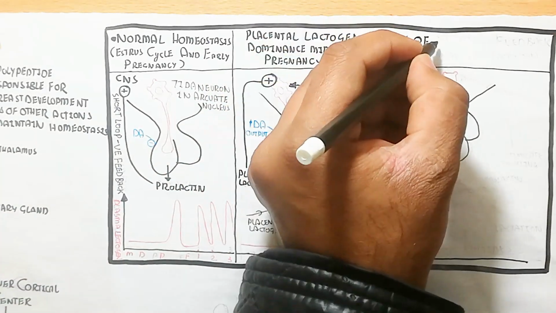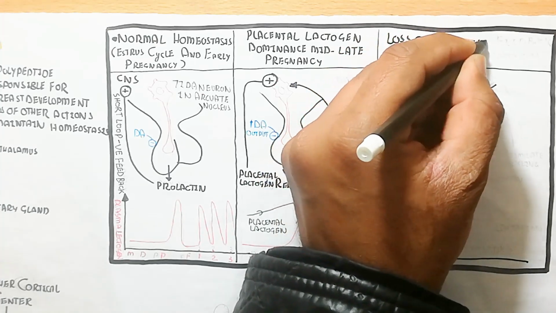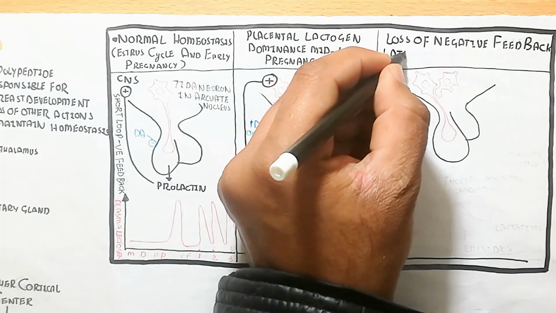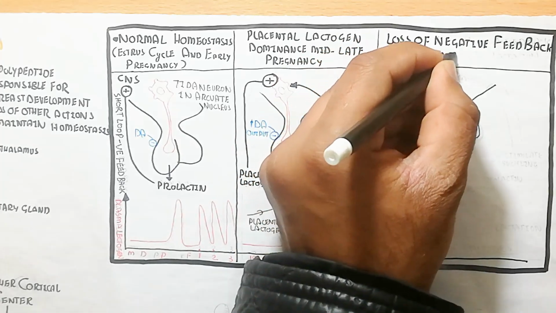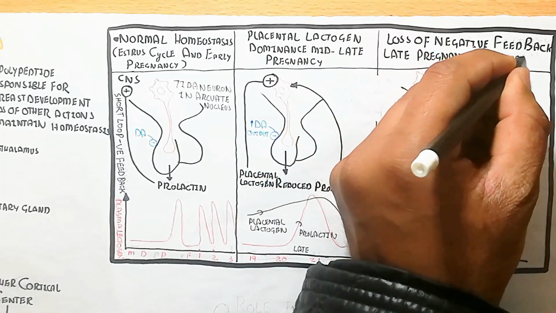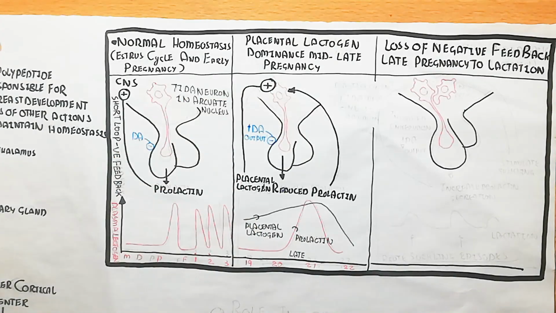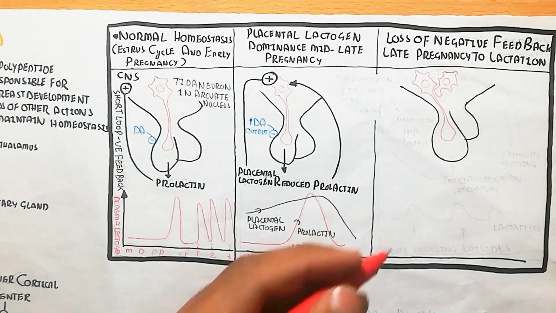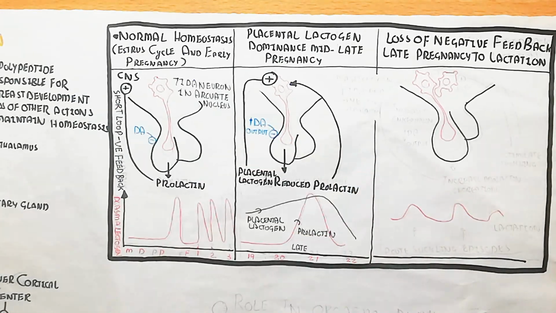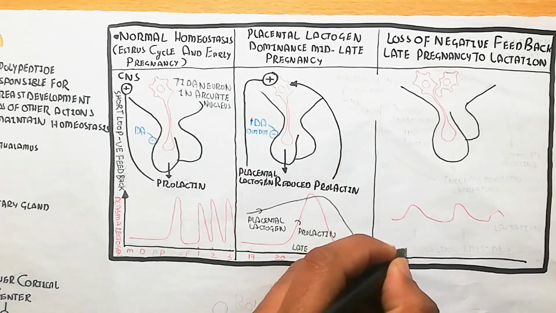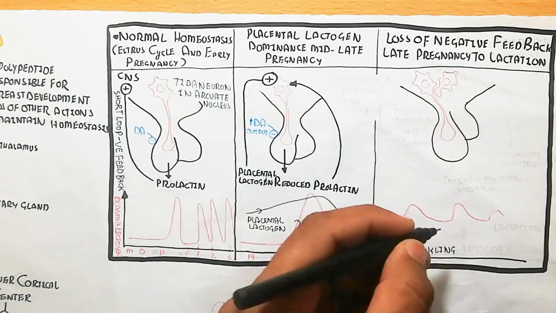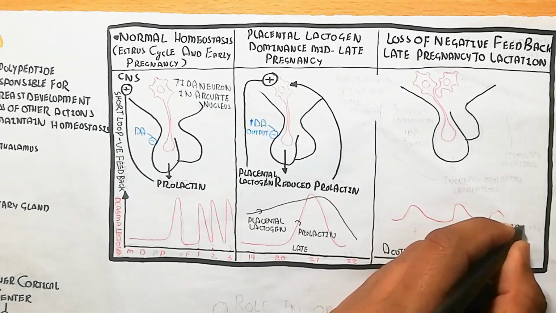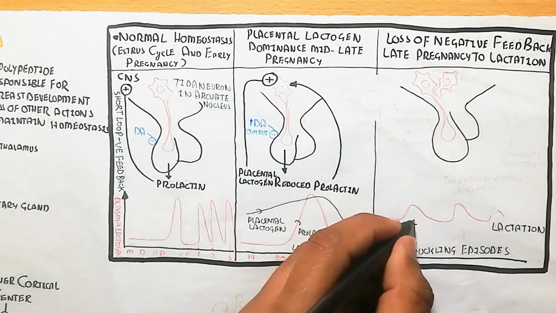This is from day 19 to day 22, and after this comes the loss of negative feedback from late pregnancy to lactation. Remember, after the pregnancy, stimulating suckling will trigger certain neurons in the hypothalamus, and in this way the acute suckling episode will occur. The prolactin will remain at its peak, and this is known as lactation.